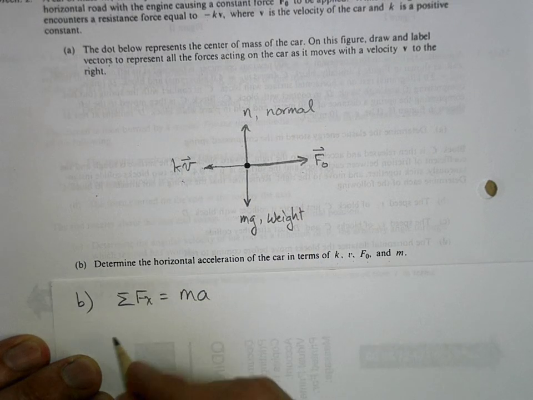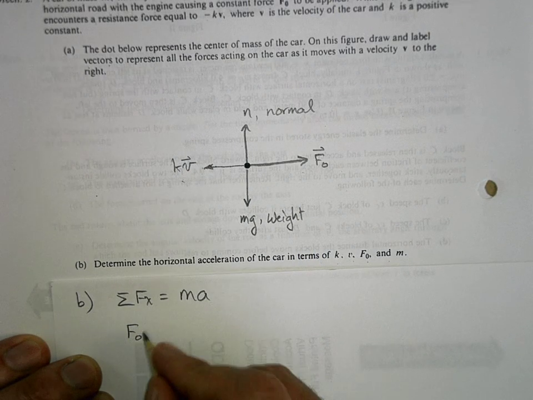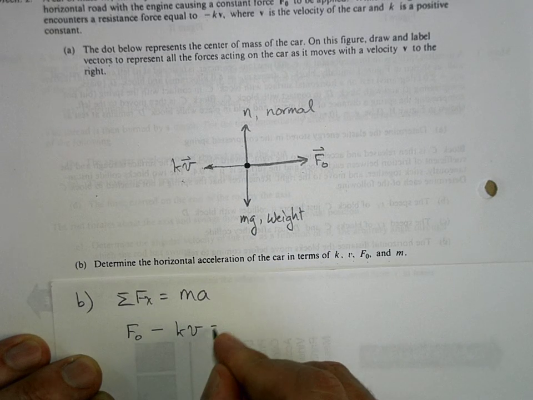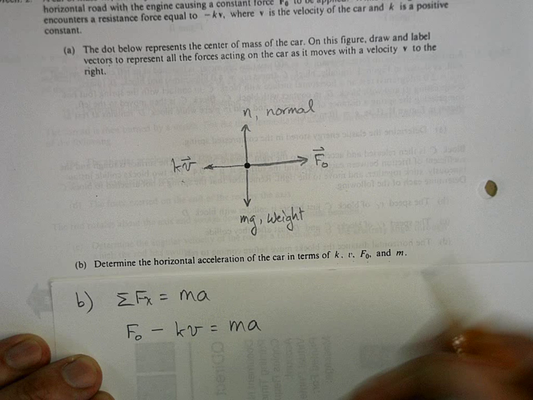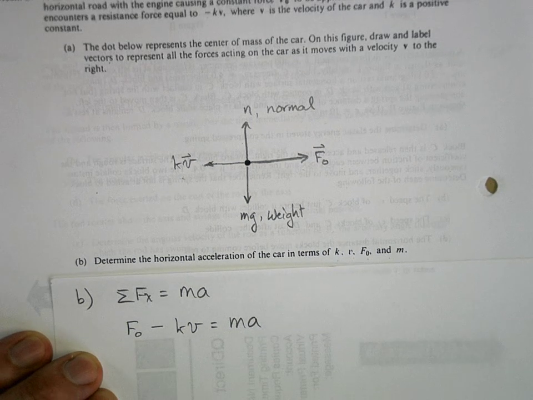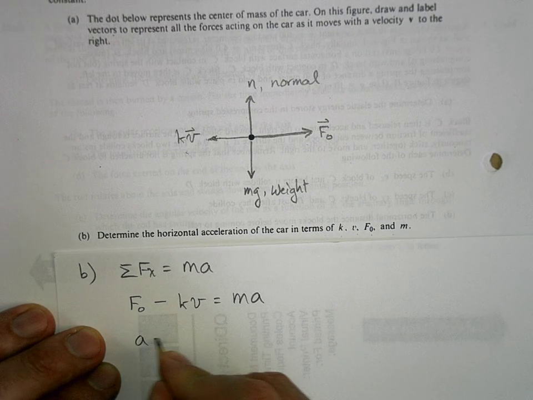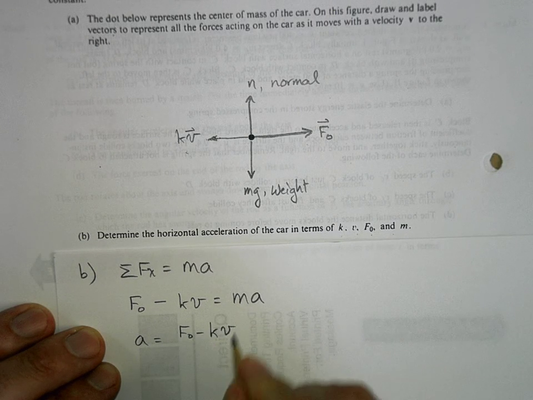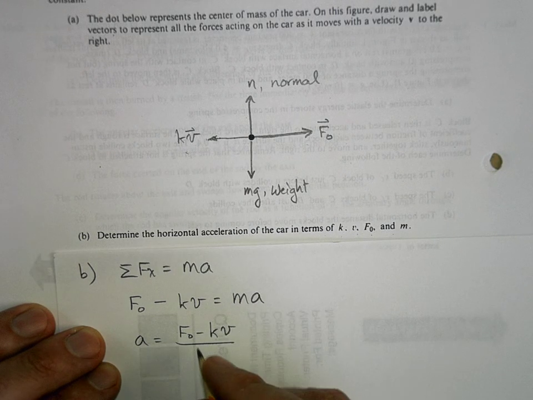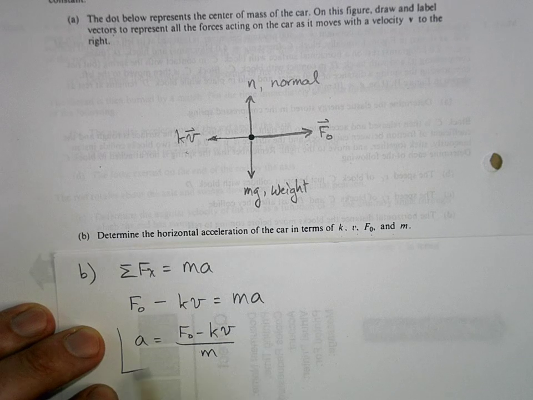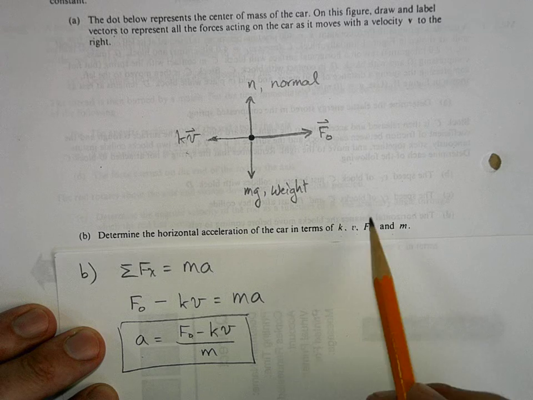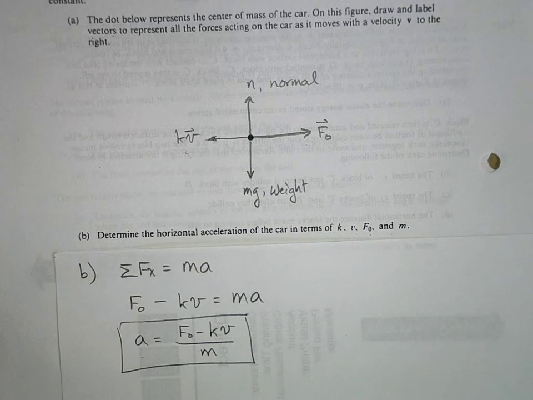Now, looking at the forces here, it's F naught minus, this is in the negative x direction, kV is equal to ma. And so now we can just express that acceleration. Solve for the acceleration: a is equal to F naught minus kV over m. And that's my answer. You see, it's the acceleration in terms of this stuff. We did it. Don't have to go any farther than that.